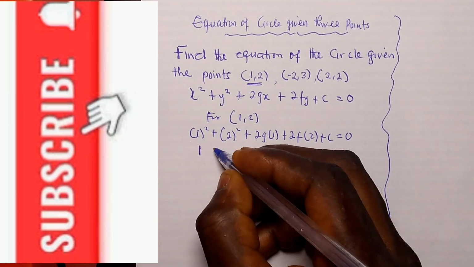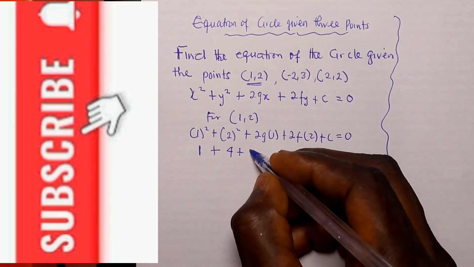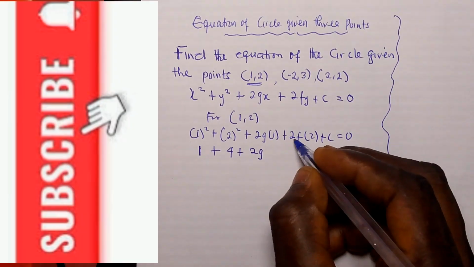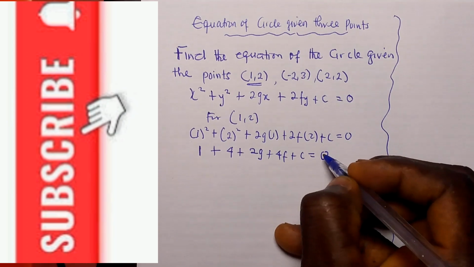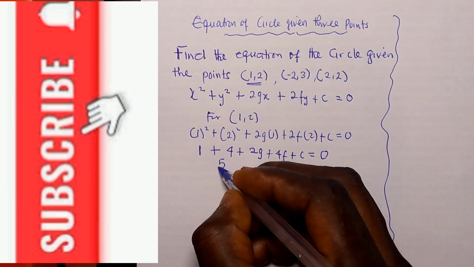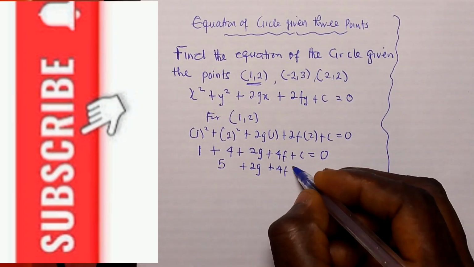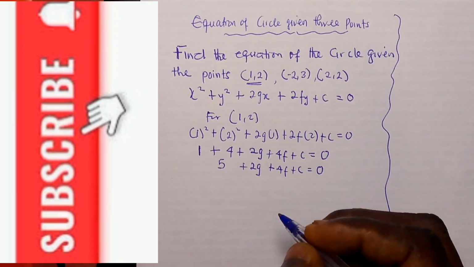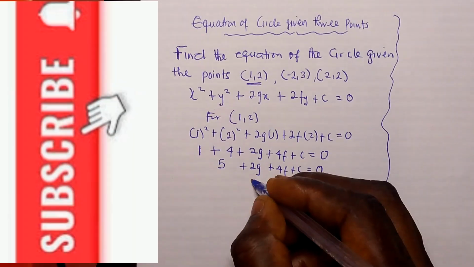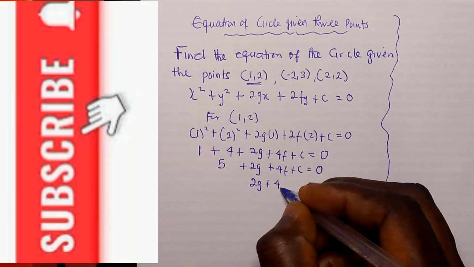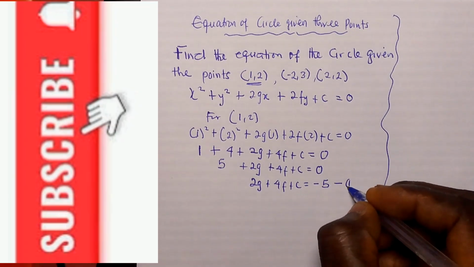So we have 1 squared is 1, 2 squared is 4, and then 2 times 1 is going to be 2g. 2 times 2 is 4, so 4f plus c is equal to 0. Then when you add this, you are going to get 5 plus 2g plus 4f plus c is equal to 0. Let's make the constant to be at one side. We'll have 2g plus 4f plus c is equal to -5. So this is the first equation.